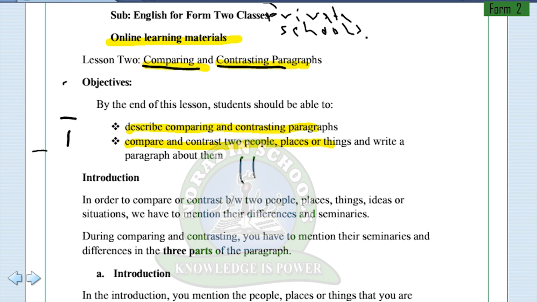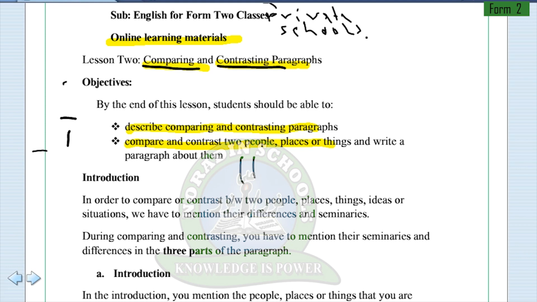These are our aims, our objectives. For example, if you are comparing your country with another country, or if you are comparing Somaliland with Somalia or Somaliland with Ethiopia, you are comparing. That means you just need to tell the similarities between them.